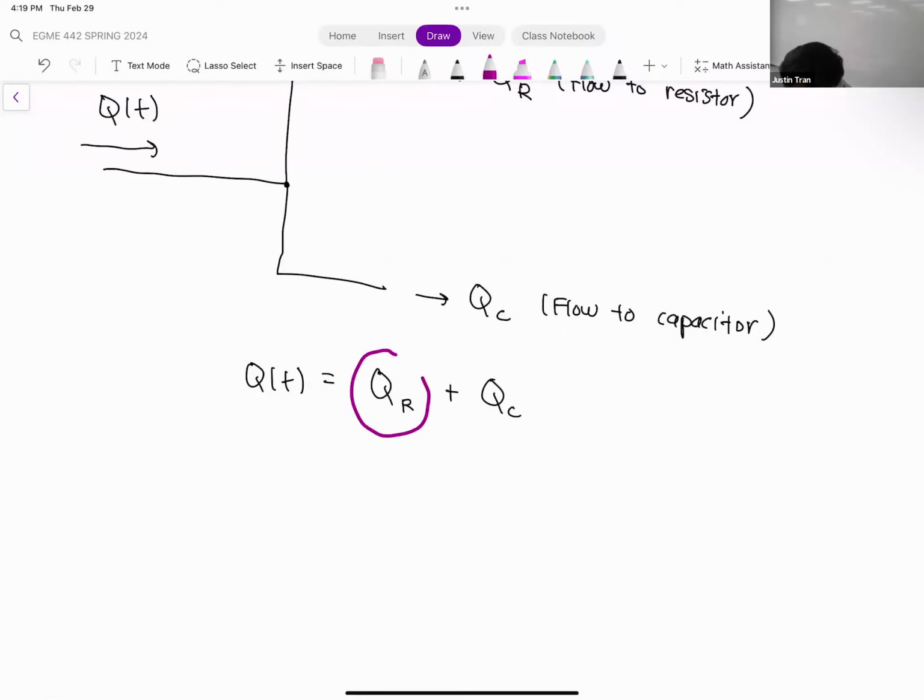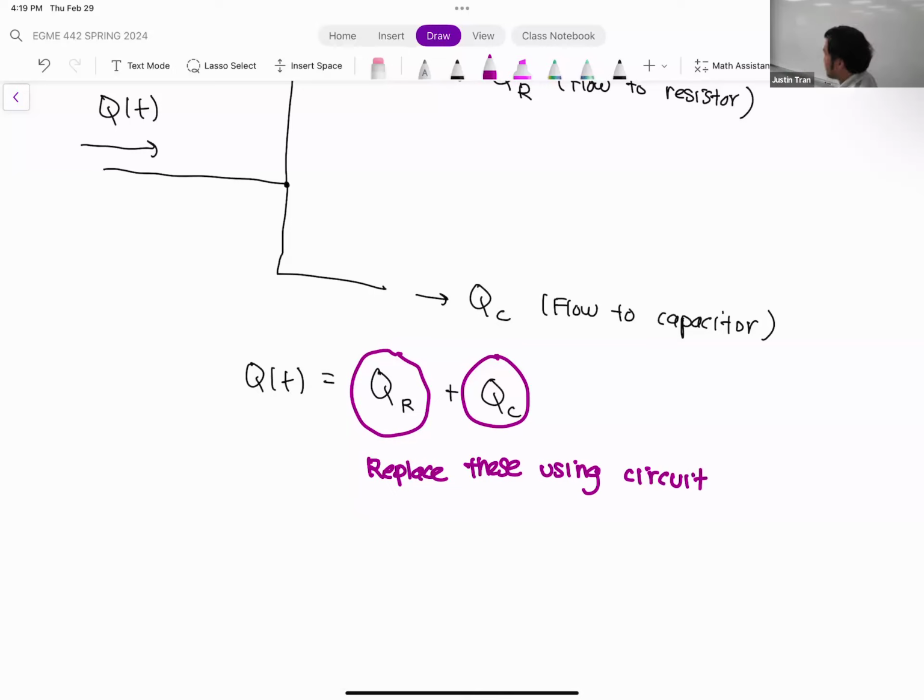So that's good. Now that we have this conservation of mass equation, what we're going to do is take the flow over the resistor and the flow over the capacitor and replace these using the circuit equations that we went over last time. Because essentially, we want an equation that incorporates the value of the resistance, R, and the value of the capacitance.